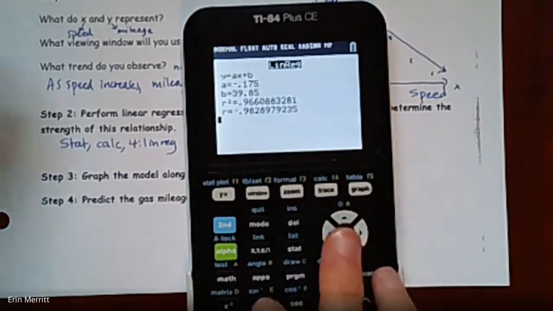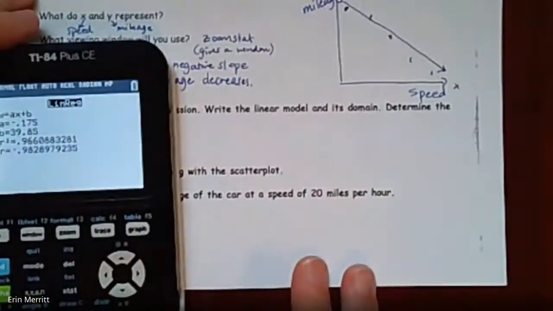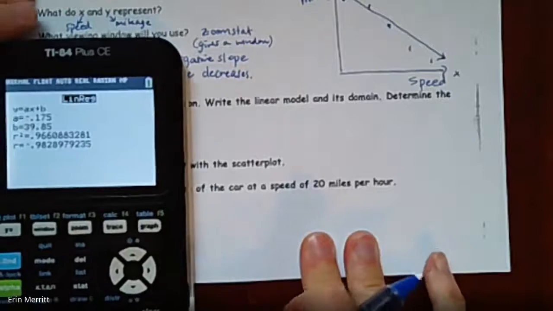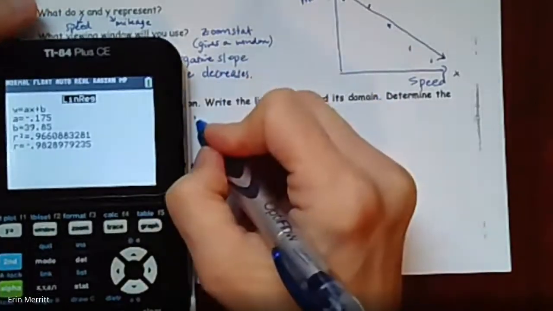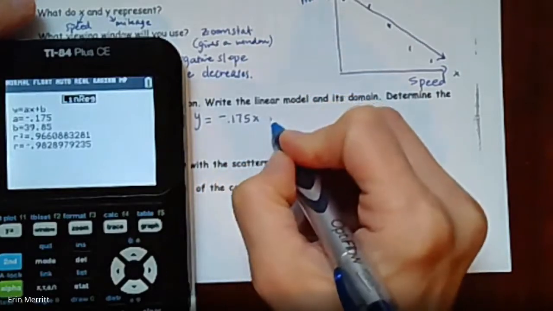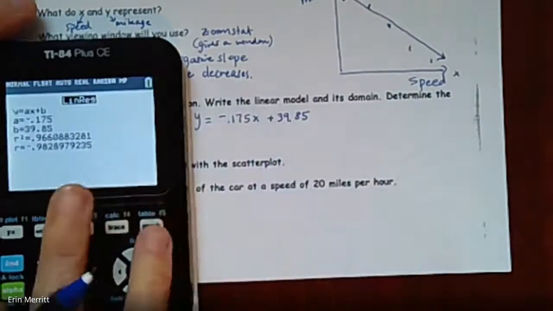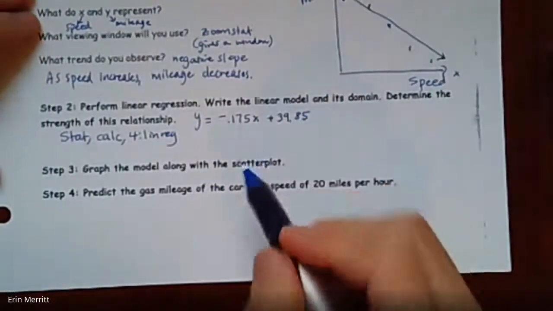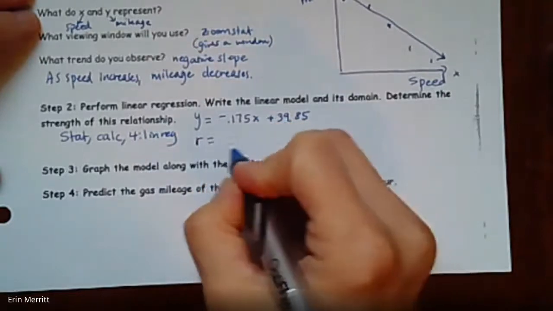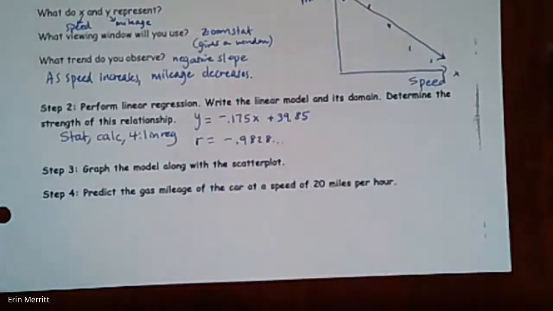Okay, so it's asking us to come up with the regression model. And it doesn't say where to round because we don't need to round. So when you look at this in mx plus b form or ax plus b form, this would be negative 0.175x and then plus 39.85, just like that. All right. The R value, I have negative 0.9828, and it keeps on going. That is really close to -1. So that's a really strong negative correlation, right?